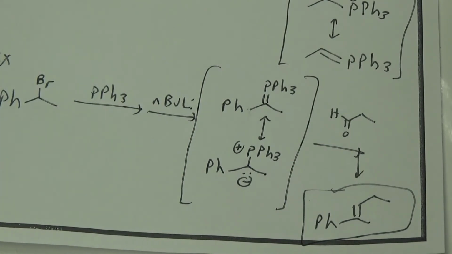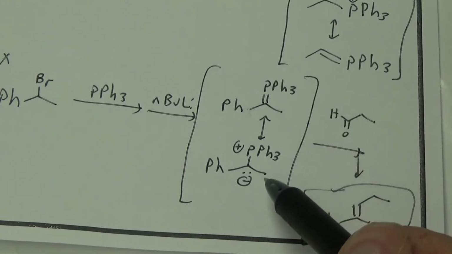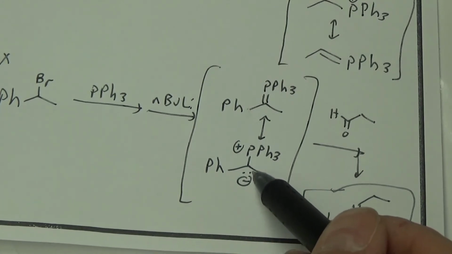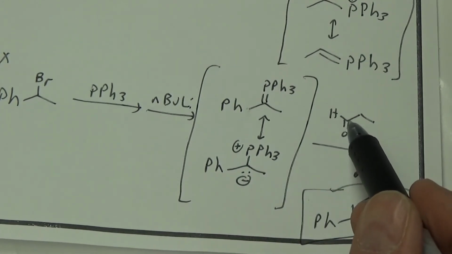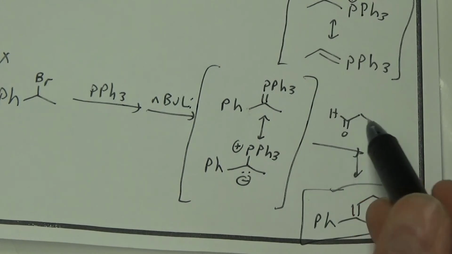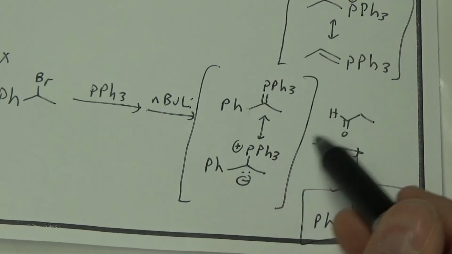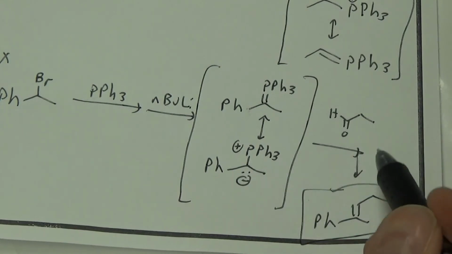So let's show the mechanism of the Wittig reaction. Generally speaking, the first step you can imagine is just nucleophilic attack of the minus with the aldehyde. So the negative charge attacks the aldehyde, just like a Grignard or something, and then just a little bit more stuff.